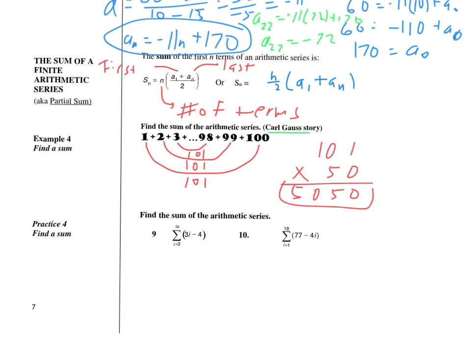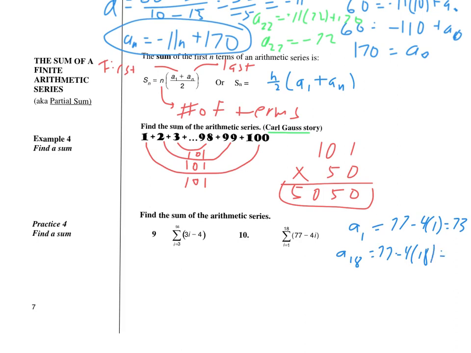Okay, so when we get these problems down here, I actually want to do number 10 first. Let's go ahead and do that. So for number 10, instead of plugging in all the numbers between 1 and 18, I actually only need to plug in the first number and the last number. So I need to know a sub 1 is 77 minus 4 times 1, so obviously that's 73. And then a sub 18, 77 minus 4 times 18.